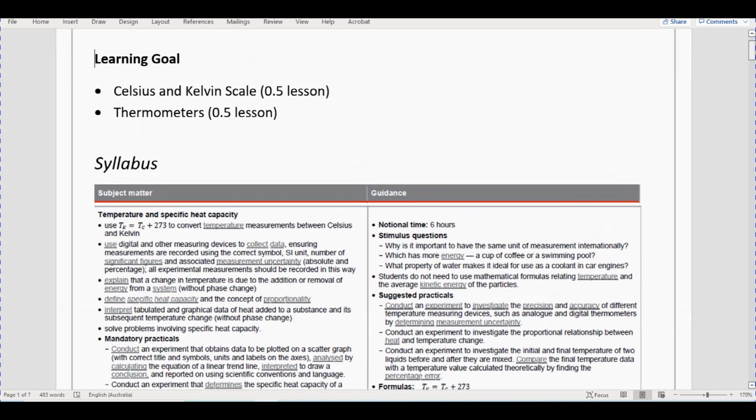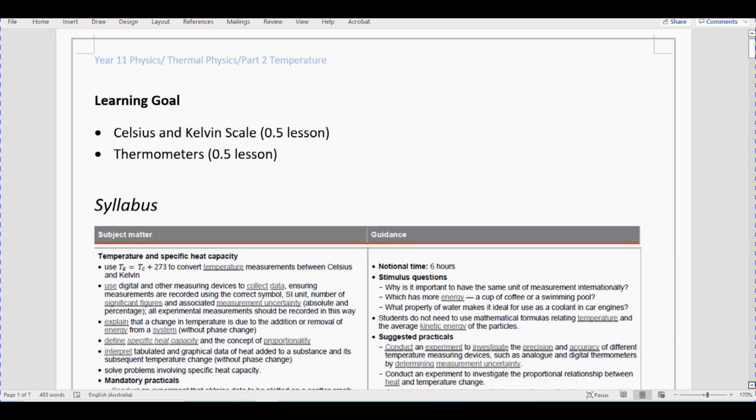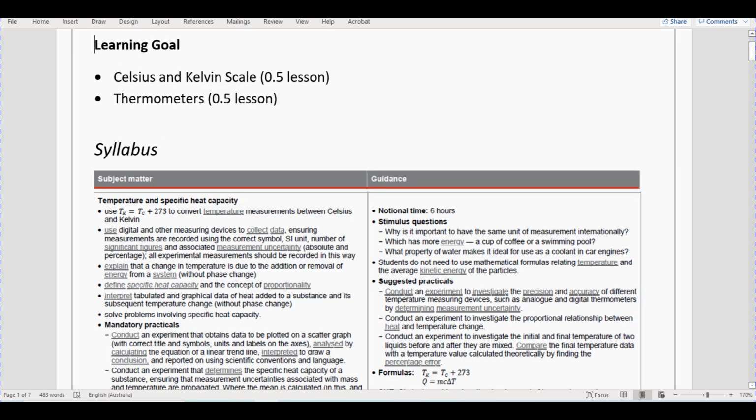This is video number 3 on thermophysics. In this lesson we are going to cover temperature units and also thermometers. This is part 2 of thermophysics, which is about temperature. First of all, there are two different types of units you need to learn, which are the Celsius degree and the Kelvin scale. Also, we need to look at some very common thermometers in our daily life.